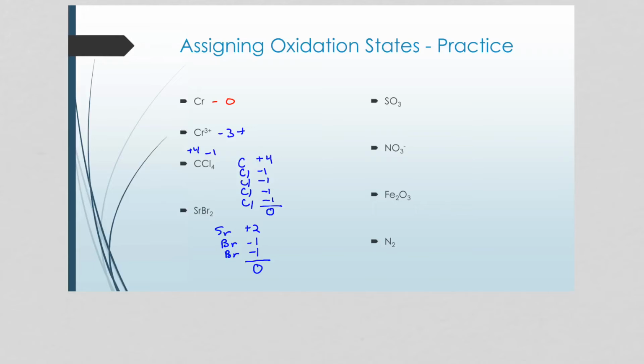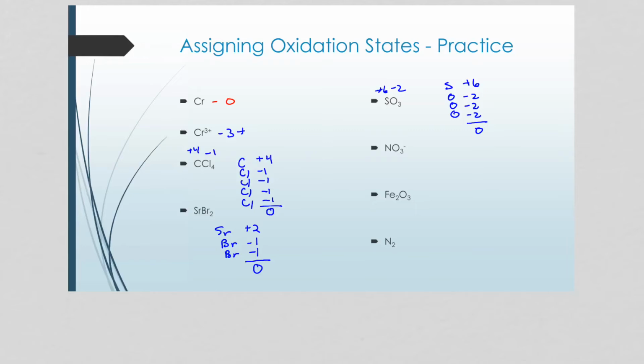How about SO3? So again, everything has to add up to 0. We have oxygen has the highest priority, right? And it's going to be a -2, -2, -2. So to make this work, sulfur has to be a +6. And so sulfur takes on a +6 oxidation state, while oxygen is a -2.